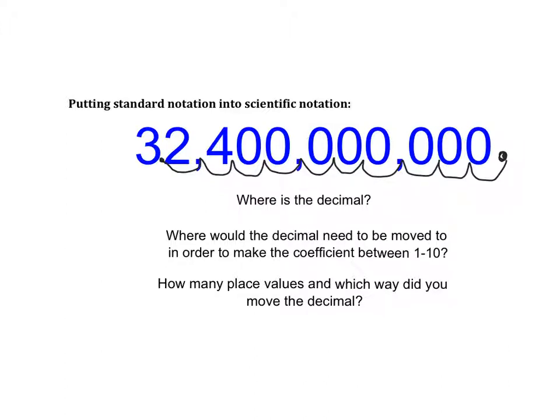We're going to turn our 32,400,000,000 into 3.24, our coefficient, times 10, and we moved our decimal 10 times. Last thing you have to figure out is, does that need to be positive 10 or negative 10?